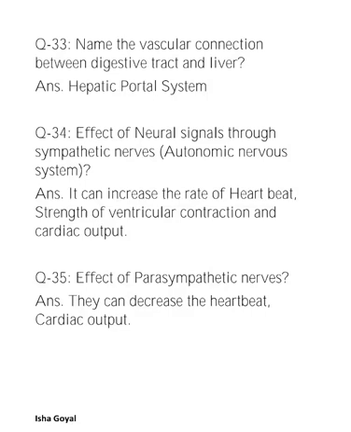Next, the effect of neural signals through the sympathetic nerves. It can increase the rate of heartbeat, the strength of ventricular contractions and thereby cardiac output. The effect of parasympathetic nerves is just the opposite. They decrease the heartbeat, the strength of the ventricular contraction, and thereby cardiac output.